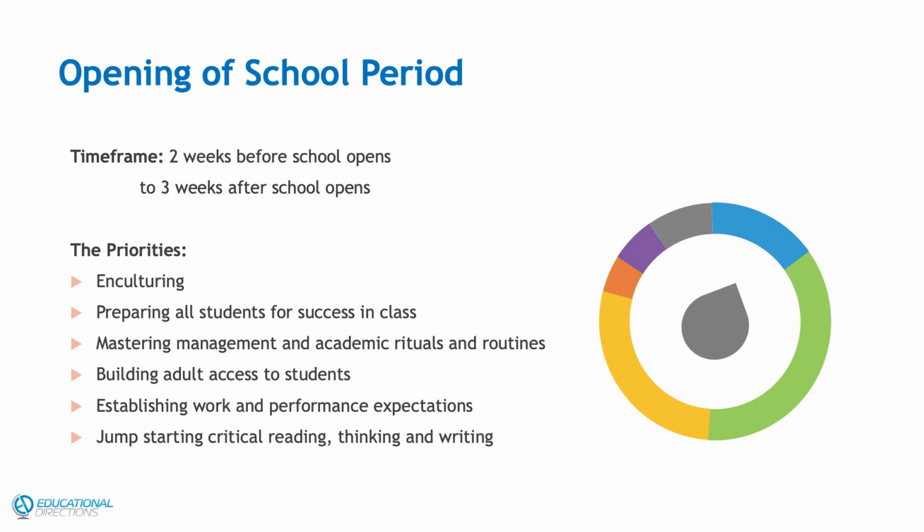We want to master those management routines. It may be that we take a lot of time and practice coming into class and leaving class until everybody has it in their mental muscle memory. We want to make sure that we have adult access to students. That could be a teacher from a previous year, a para. It could be an administrator. I mean, sometimes we even had it to where a custodian or a lunch person is the only person that can calm somebody down, and we call them in.